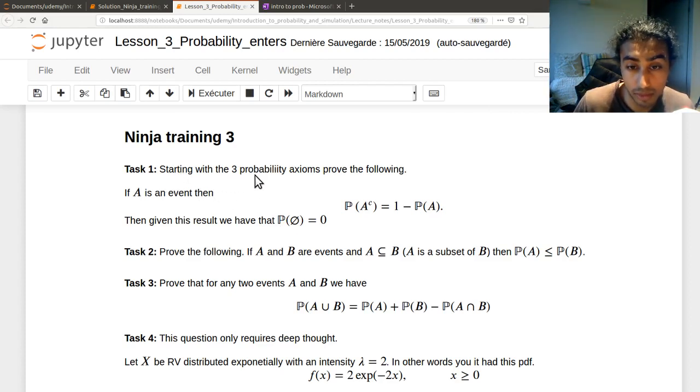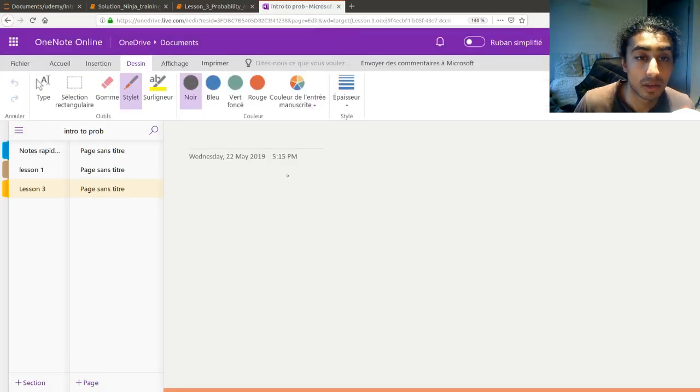Starting with the 3 probability axioms, prove the following. If A is an event, then the probability of A conjugate equals 1 minus the probability of A. Okay, that's no trouble. So, let's go straight to the board and begin.